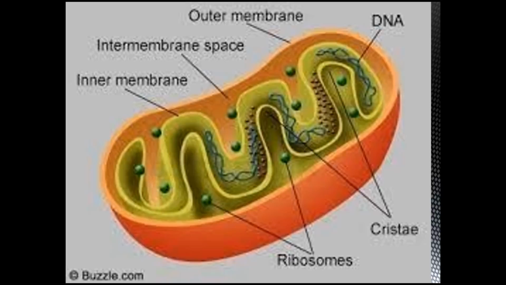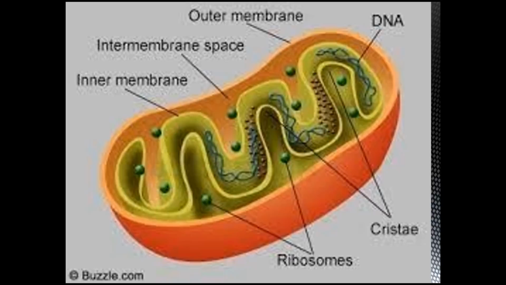The outer mitochondrial membrane is smooth and freely permeable to most small molecules. It contains enzymes, proteins and lipids. It has porin molecules, that means protein molecules, which form channels for the passage of molecules through it.